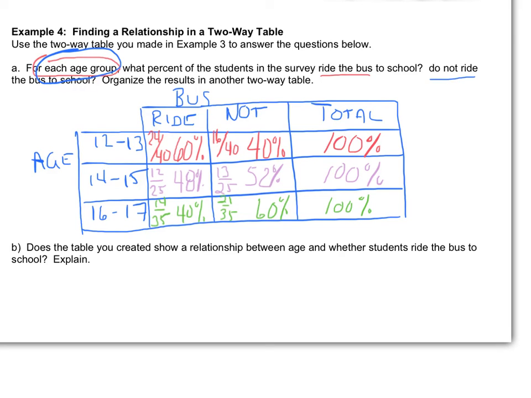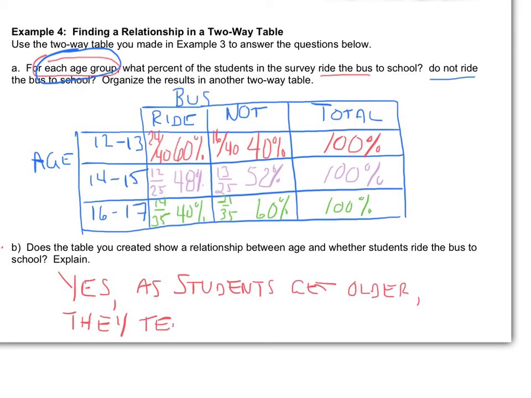So does this table we created show a relationship between age and whether the students ride the bus to school? Well, I would say it's pretty clear. Yes. As students get older, they tend to ride the bus less. Again, it's not completely clear all the way through, but it seems like as they get older, they ride the bus less. If you look here, the riding column kind of goes down. Over here, the not riding column seems to go up. It's not going to be true about every student, but it is showing that trend.